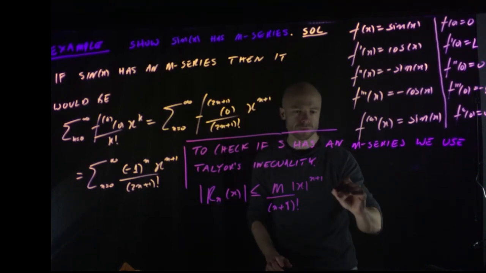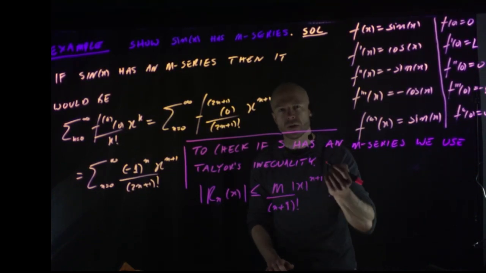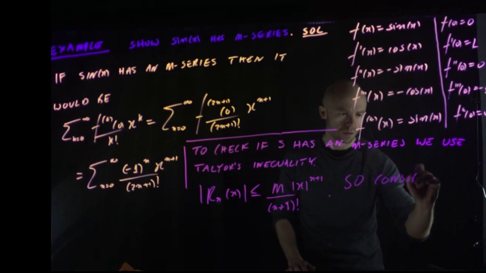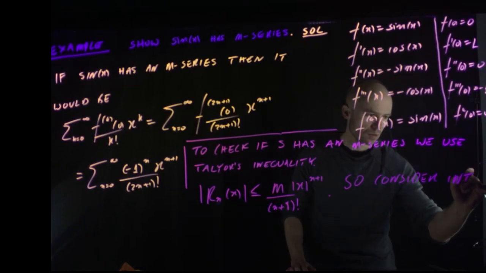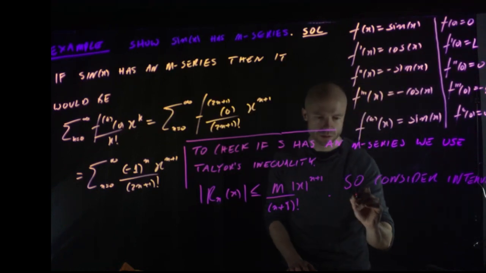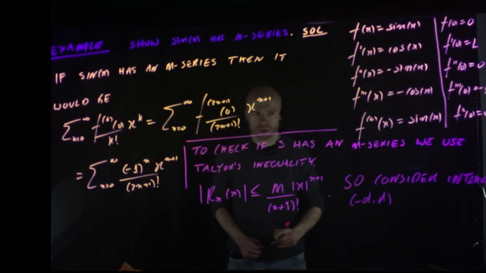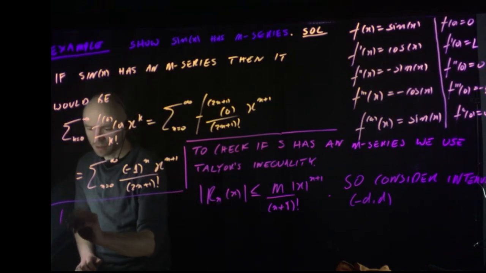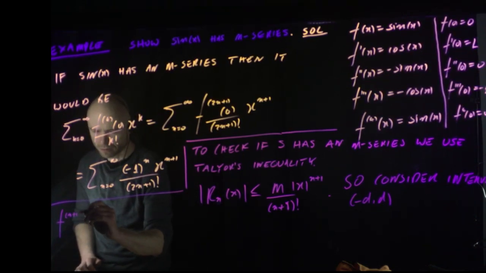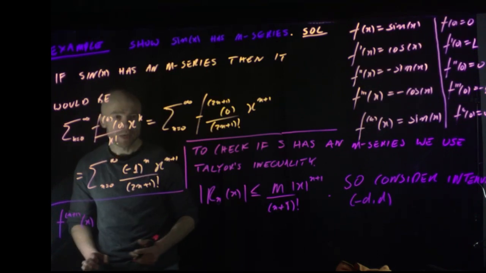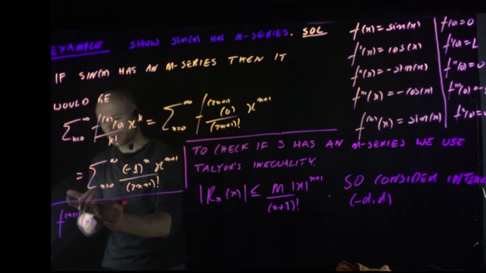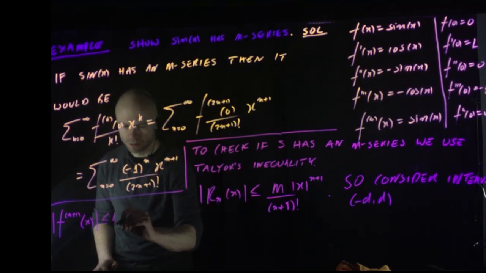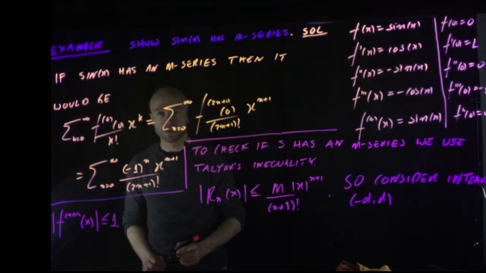Okay, so I'll consider the interval from, say, minus d to d. What happens then, since the (n plus 1)th derivative of sine will either be plus or minus sine or cosine, depending on what n actually is, its absolute value in any case, no matter what x is, is always less than or equal to 1. Right? So our M, we can just take to be 1.